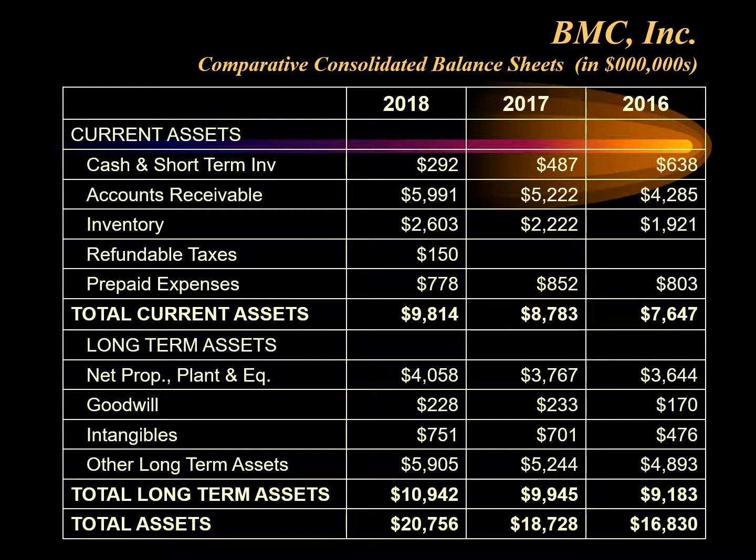Okay, so we'll move on past inventory. I threw in this account, refundable taxes, because it seems to come up quite a bit. Corporations do have to estimate taxes that they're going to pay, and sometimes they overestimate and pay a little bit too much in taxes. If that's the case, they might have some tax money that's due back to them. So that's what that represents.